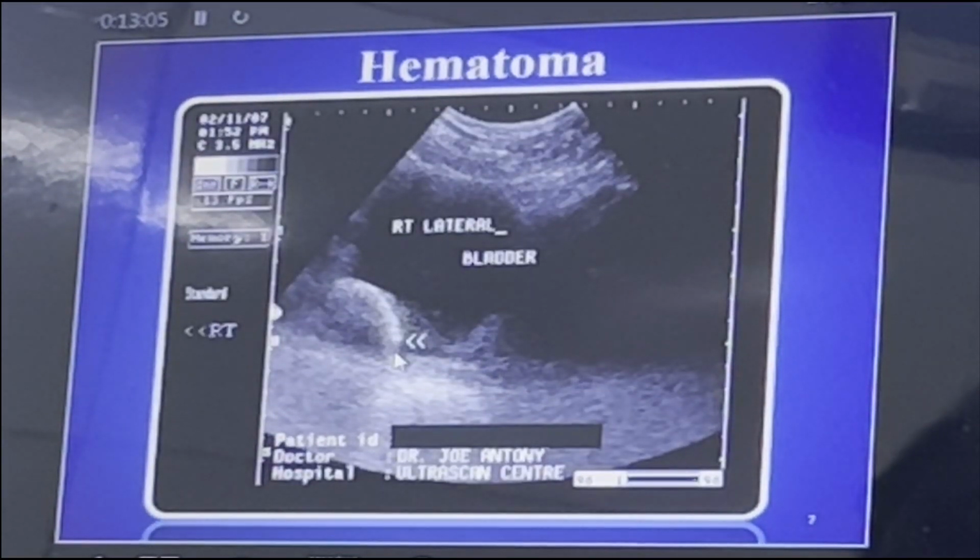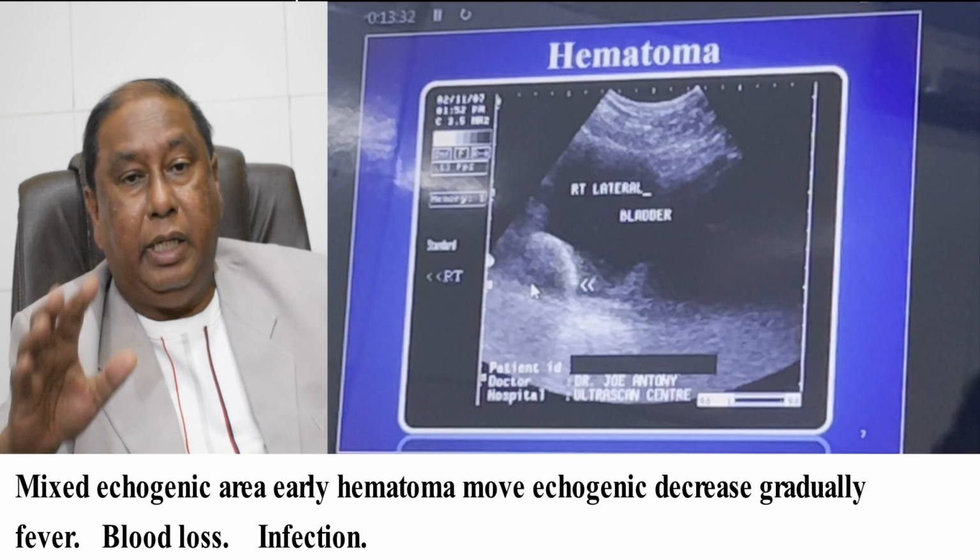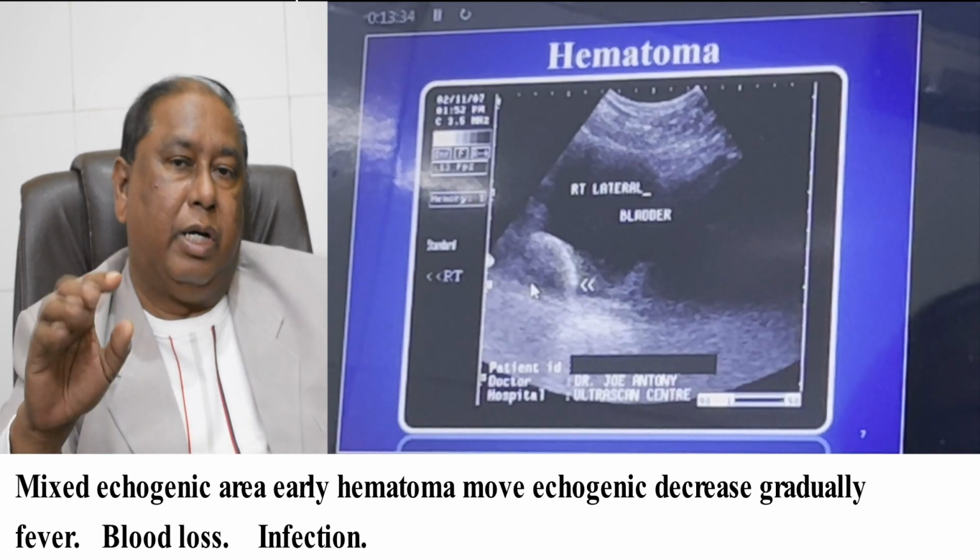Now, what you see here, some echogenic thing you can see here. It is mixed echogenic. See, the peripheral part is very much echogenic and the inner part is less echogenic. In early hematoma, it would be very much echogenic. And with the course of time, the echogenicity will go down.